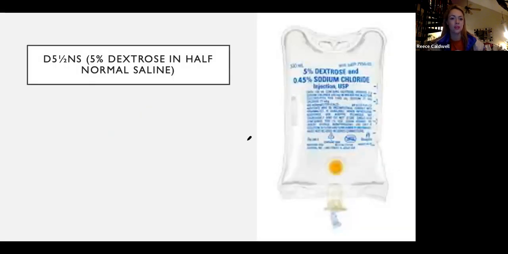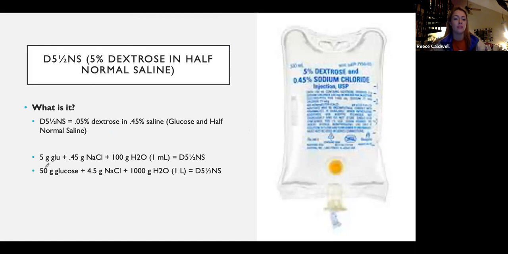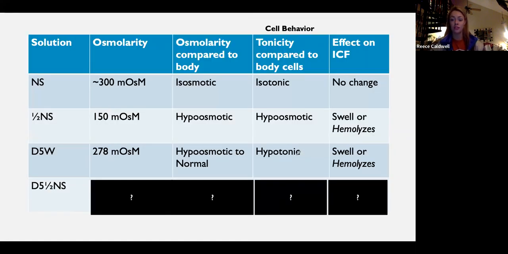All right, awesome. So now we're going to look at D5 half normal saline, which sounds like a really big word, but all it is is that D5 and that half normal saline that we've already looked at. So that's 5% dextrose and half normal saline. It's 50 grams of glucose and 4.5 grams of sodium chloride in 1 liter of water. Again, you don't really need to memorize that because we already know that we have 50 grams of glucose in D5 water, and we have 4 grams of sodium chloride in half normal saline. So let's plug this in.